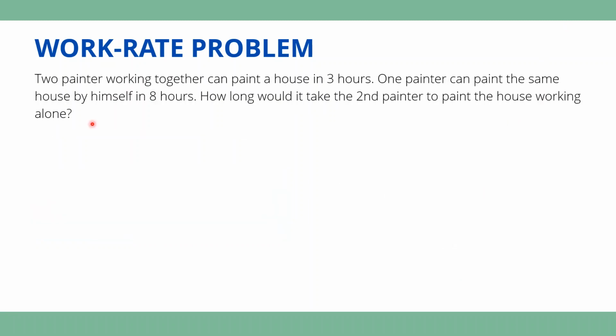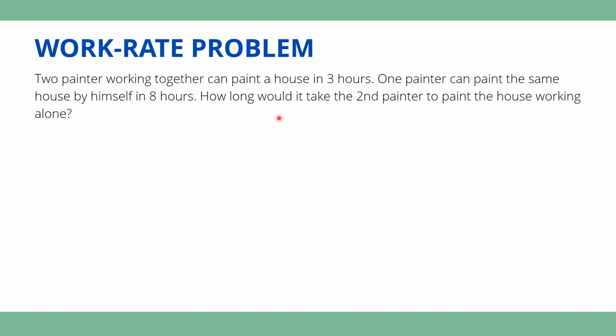Next, let's have another problem. We have two painters working together, can paint a house in 3 hours. One painter can paint the same house by himself in 8 hours. So how long would it take the second painter to paint the house working alone?